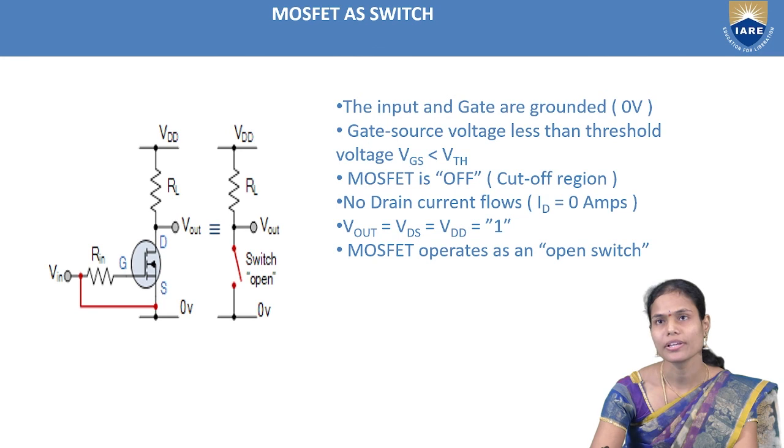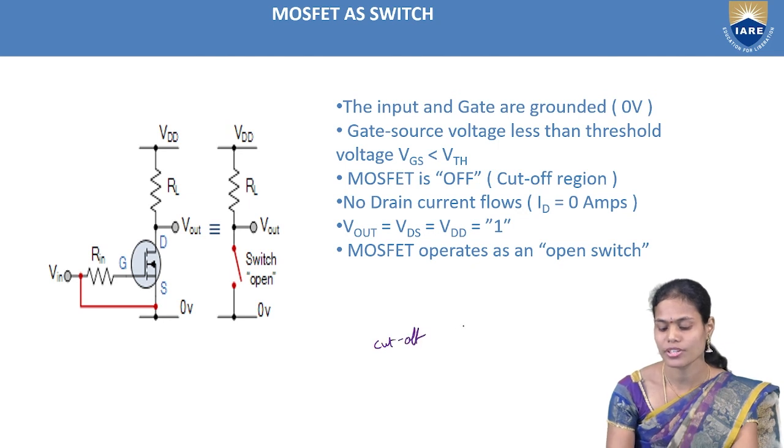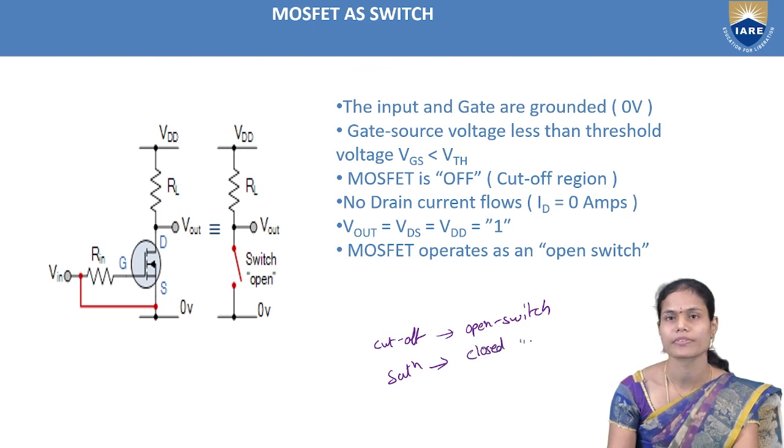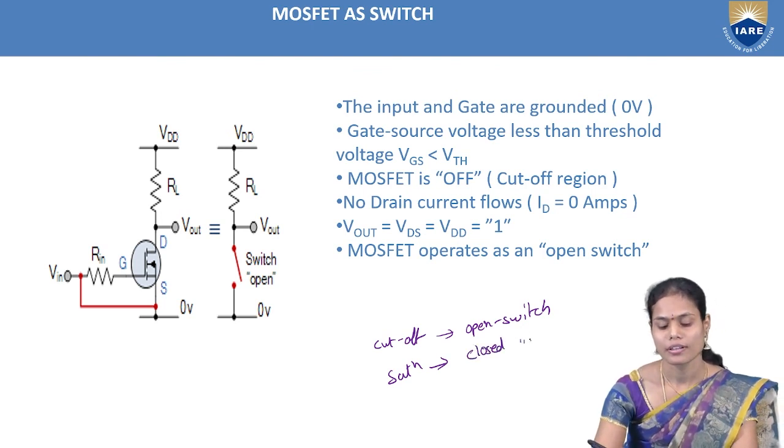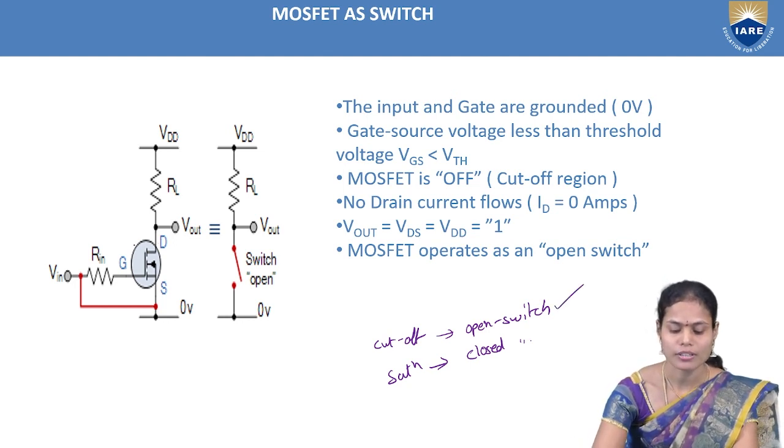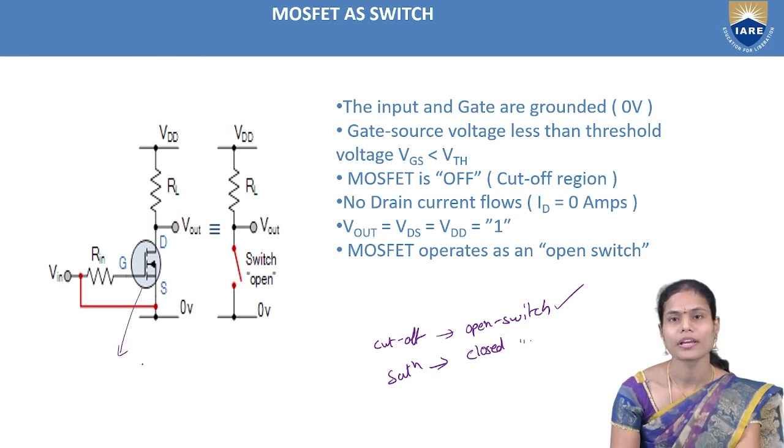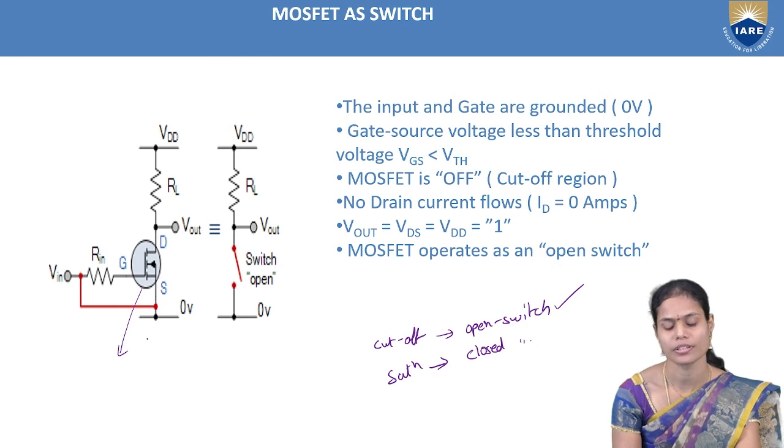And coming to the application of the MOSFET, we can use it as a switch. In the cutoff region of operation of the MOSFET, we can use it as an open switch. And in the saturation region of operation, we can use it as a closed switch. So first I am taking the operation of the open switch here. For that I am taking one enhancement type of MOSFET, an enhancement N-channel MOSFET.